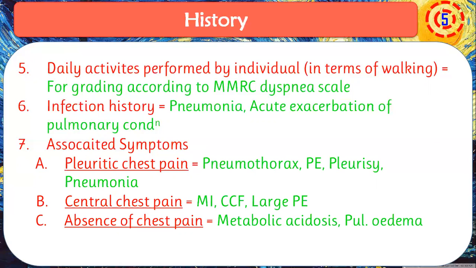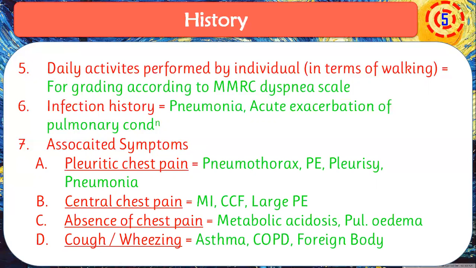Now, in the case of a cough or wheezing, then we consider obstructive lung diseases like asthma, COPD, or foreign body inhalation. So central chest pain correlates with cardiac conditions, absence of chest pain correlates with miscellaneous conditions, pleuritic chest pain with pleural or chest wall conditions, and cough or wheezing usually with obstructive or pulmonary conditions.